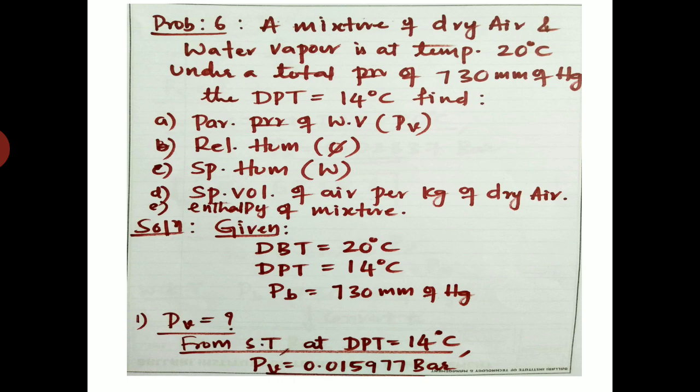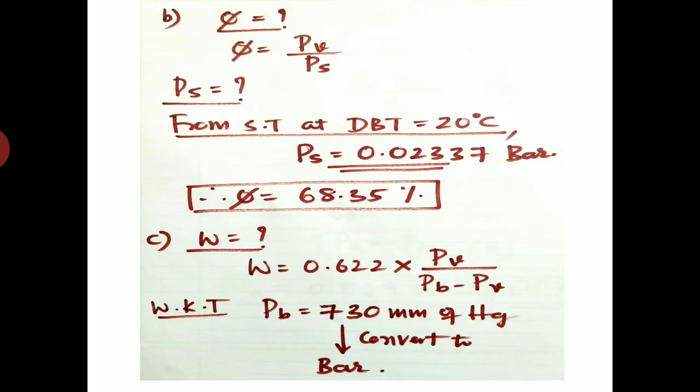So let us find one by one. Given: dry bulb temperature 20, dew point temperature 14, and barometric pressure 730 mm of Hg. First point, PV. I told you he has given the dew point temperature, so directly we can find it from steam tables. At the dew point temperature, you have to look at the temperature basis table, at exactly 14 degrees Celsius. There we can find PV is equal to 0.01597 bar.